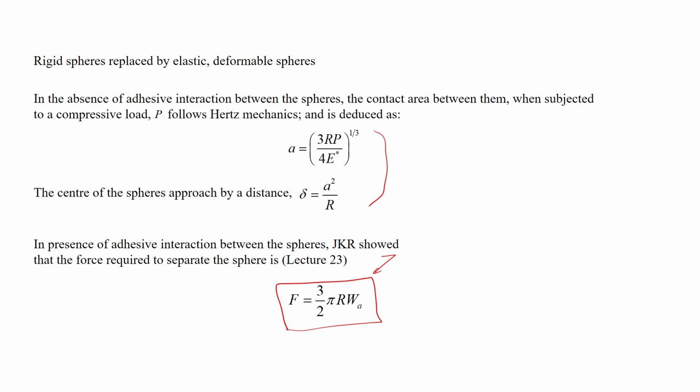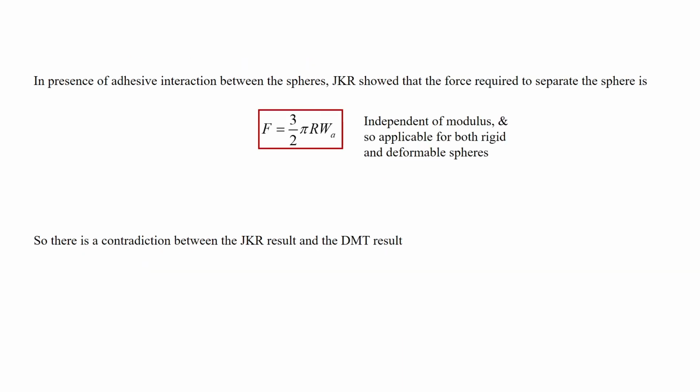So, in the JKR model we find that because of this adhesive interaction, the pull-off force that is required to separate the spheres is F is equal to 3 by 2 pi R W A, and what is interesting is that this remains independent of modulus, and so applicable to both rigid and deformable spheres. Although the JKR model is effective for deformable materials, this pull-off load, as it is derived, is independent of the modulus. So, it should be applicable for both rigid and deformable spheres.